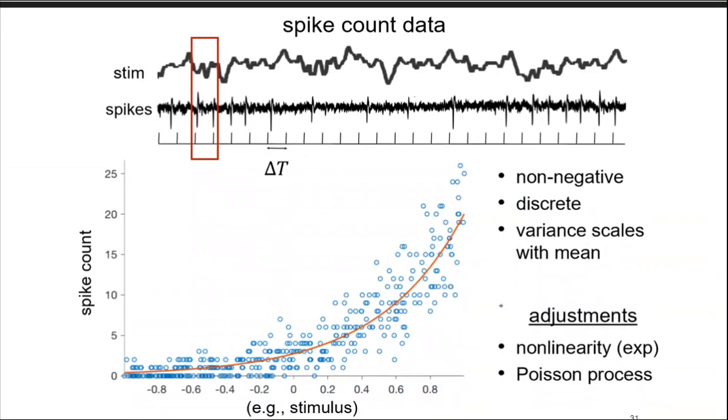To use this for neural data, we have some stimulus over here, and there are spikes as well, which are the resulting output. We have this step size for the time. They obviously have a nonlinear relationship.